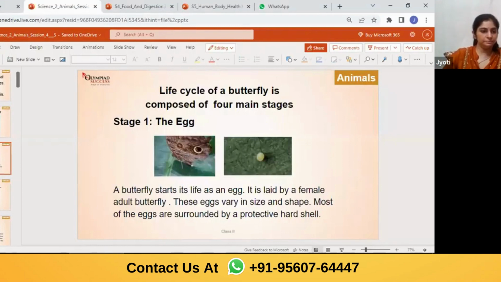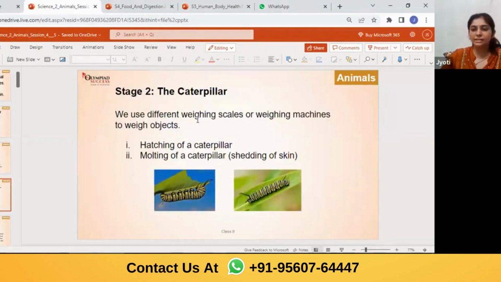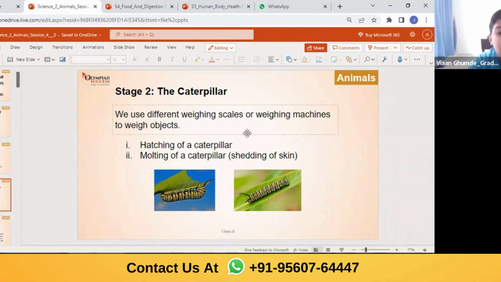Next, the caterpillar. Vian, please read it. We use different weighting scales or weighting machines to weight object.